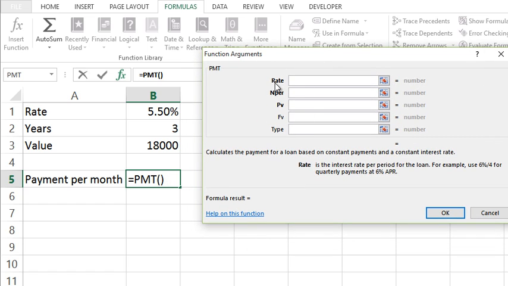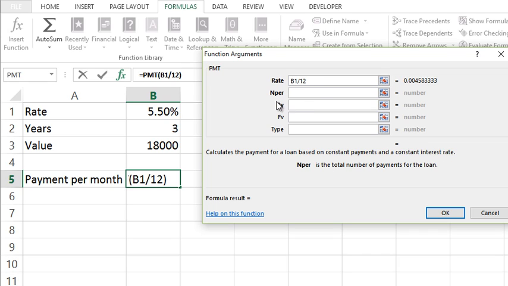So the first thing it says is, where is the rate? Well, that was in B1. And it is important that I typed in a percentage symbol there because it then gets interpreted as a percent. So I'm going to say my rate is in B1. Now I am trying to calculate a monthly payment. So I'm going to need to divide this by 12 to get basically the interest that's going to accrue per month.